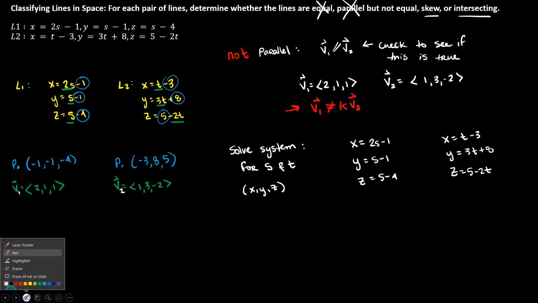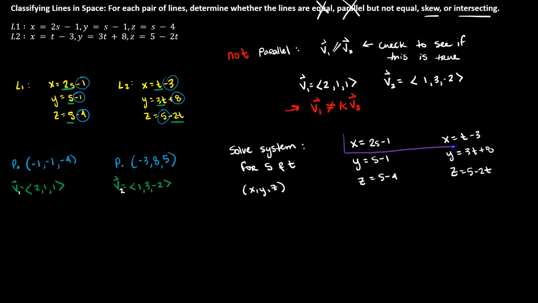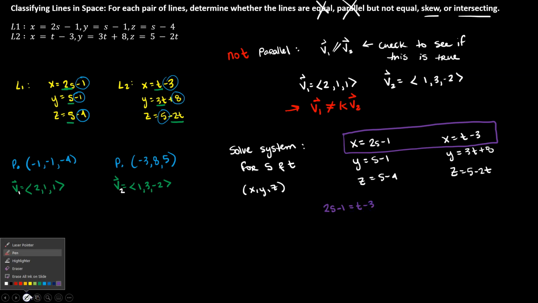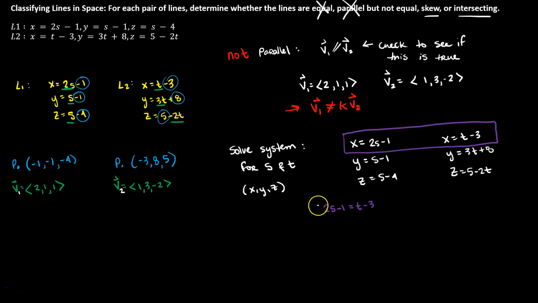Because we have two equations that are equal to x, I can set them equal to each other and make one new equation. So I'll have 2s minus 1 equals t minus 3. And I can do the same thing for the y equations, setting those equal. I have s minus 1 equals 3t plus 8. And then for the z equations, I have s minus 4 equals 5 minus 2t.